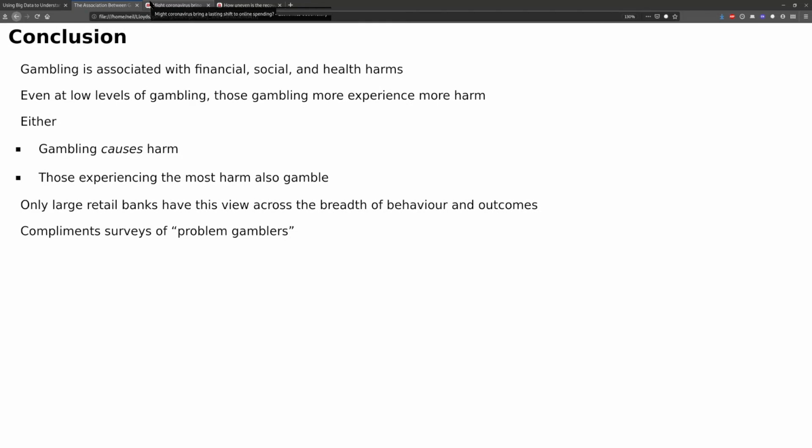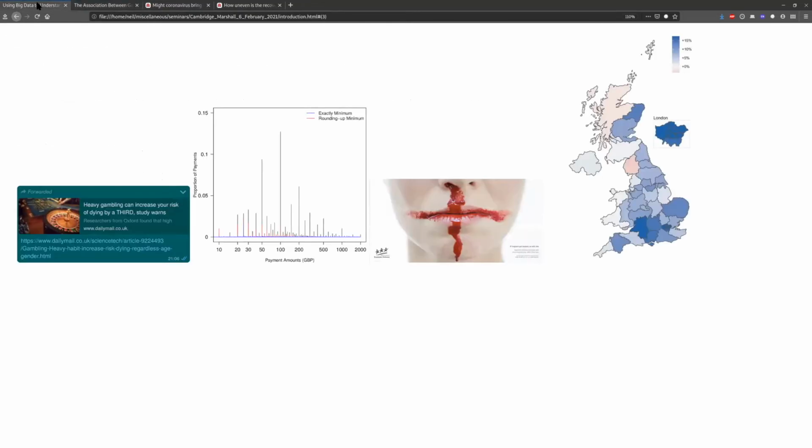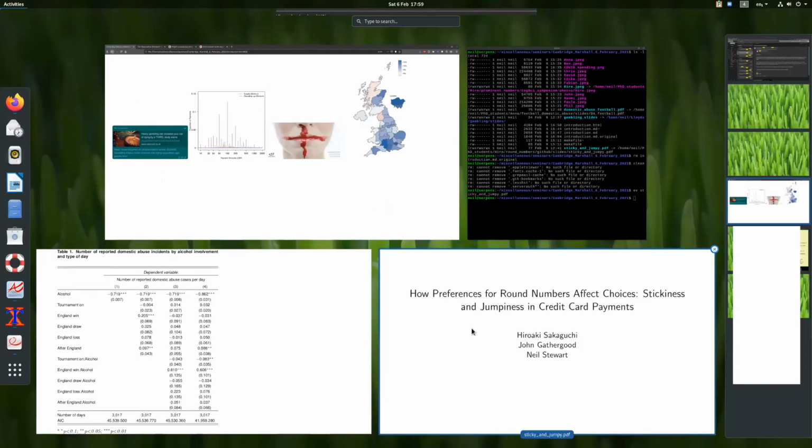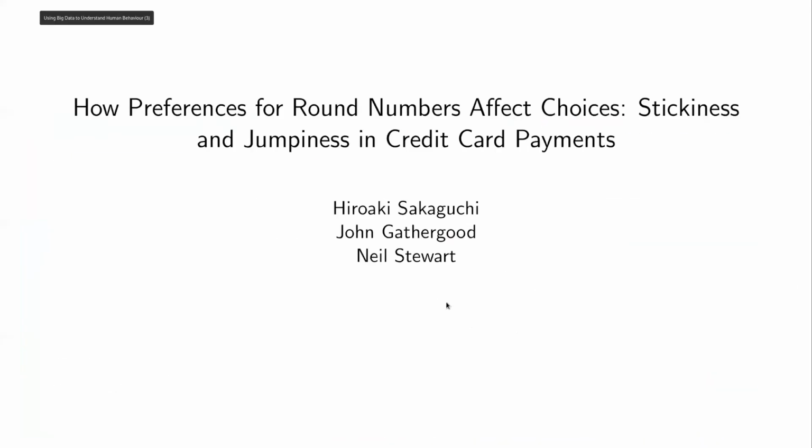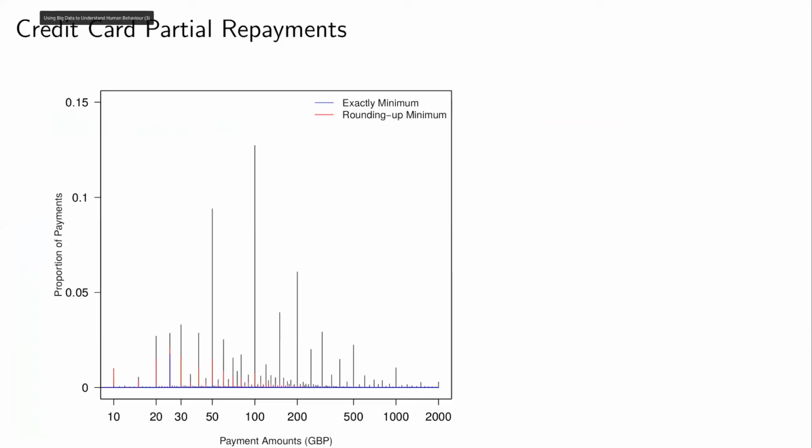Where was I going to go next? Let's talk just a little bit about jumpy and sticky numbers. Here we are. This is work which Hero led, who's the chap in the pub from earlier on. We're looking at people who are repaying their credit card bill. And there, what happens is you get a bill at the end of the month and it says, Neil, you owe us, say, £2,000, and you must make a minimum payment of at least, say, £20.